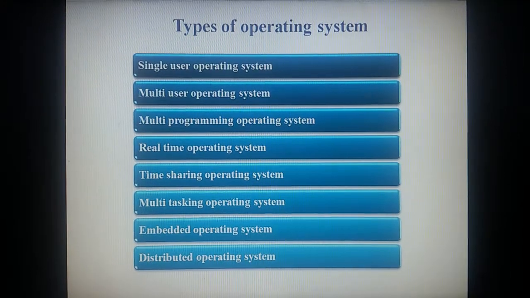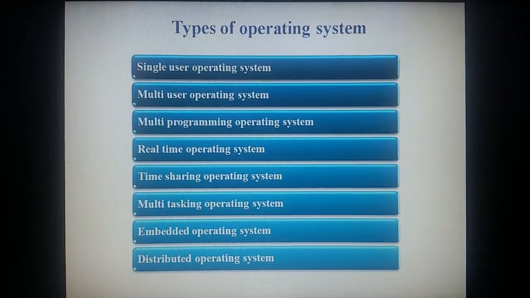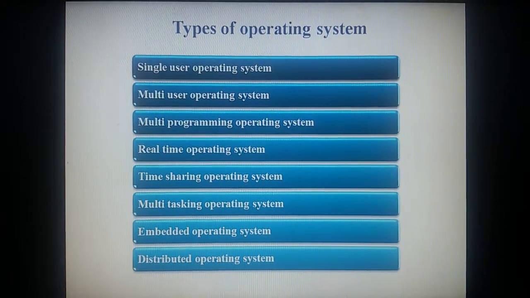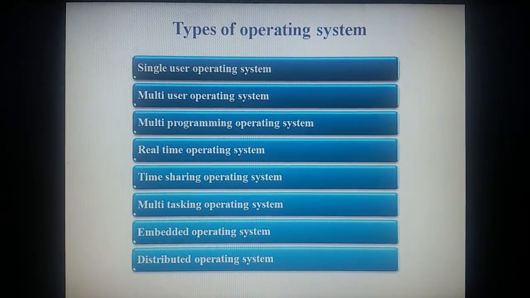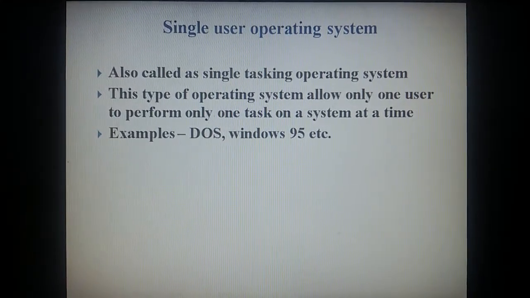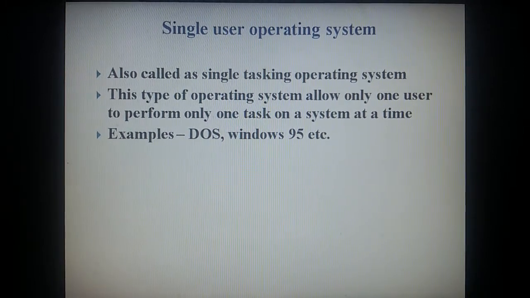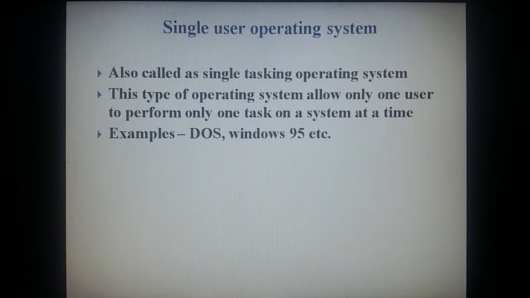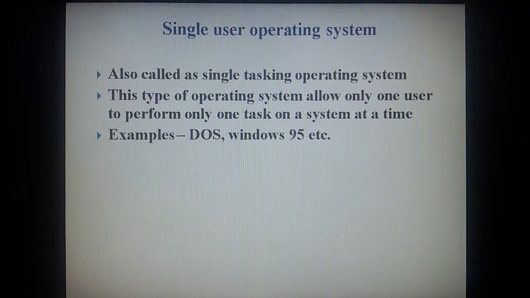Multiple types of operating systems exist, like single user, multi-user, multi-programming, real-time, time-sharing, multitasking, embedded, and distributed. Single user operating system, also called single tasking operating system. This type of operating system allows only one user to perform only one task on a system at a time. Examples: DOS, Windows 95, etc.